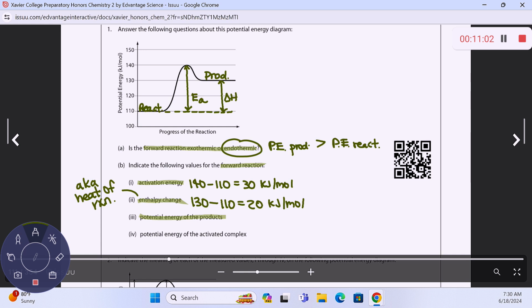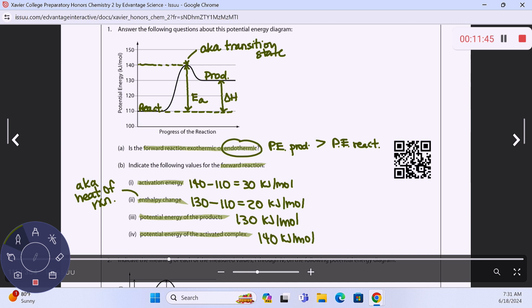What's the potential energy of the product? 130. What's the potential energy of the activated complex? 140. They may sometimes refer to the activated complex, which is up here at this peak, as the transition state. Okay, so the activated complex may be called the transition state depending upon what textbook you're reading, if you have a tutor, or what online resource you're looking at. Okay?